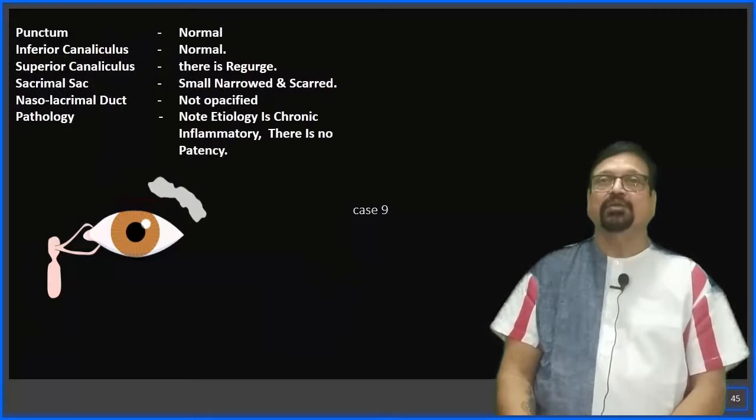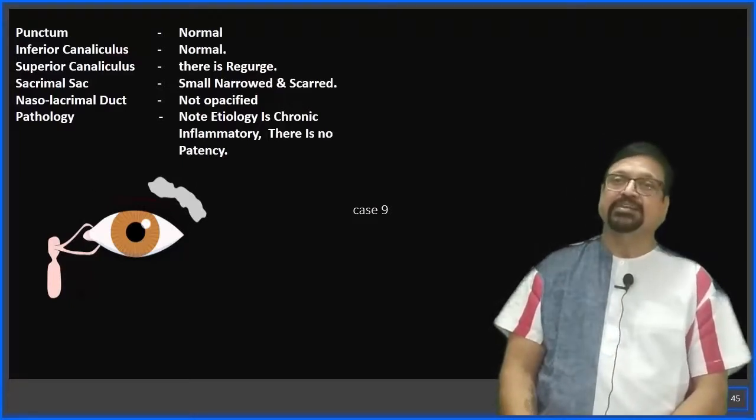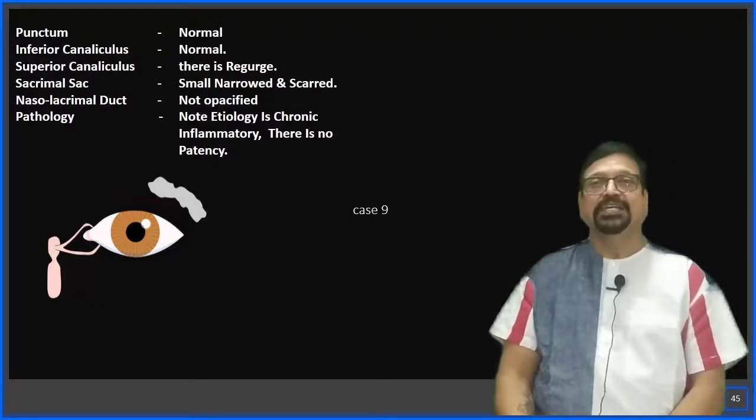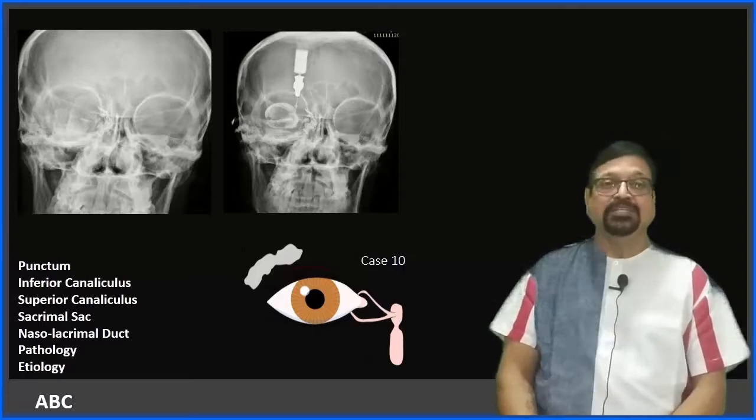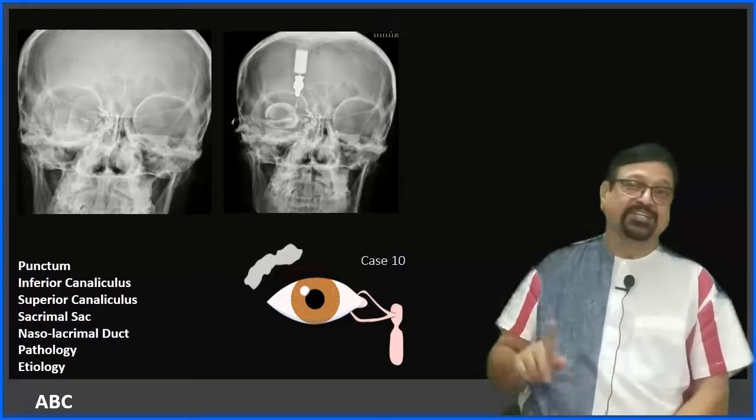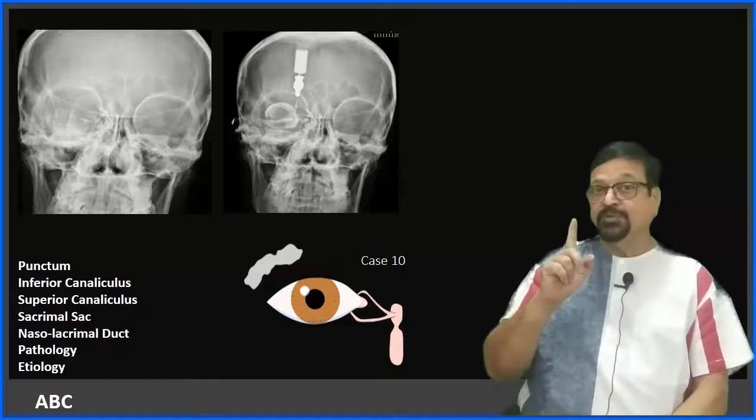Now punctum normal, inferior canaliculus normal, superior canaliculus, there is leakage, then lacrimal sac is narrow, scarred, nasolacrimal duct not opacified. Etiology is chronic inflammatory. There is no patency. Now here I have told you not only the lacrimal sac and duct you have to see, but you will have to see if there are any additional structures. I have given you a plain film.